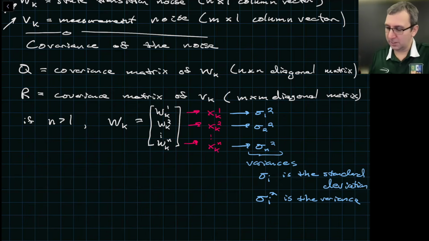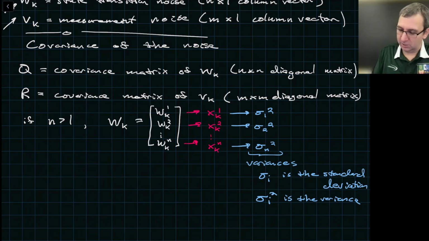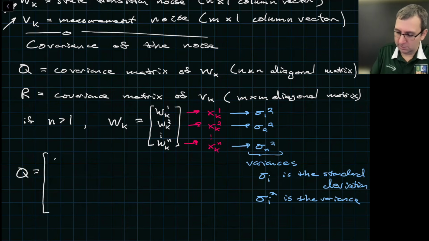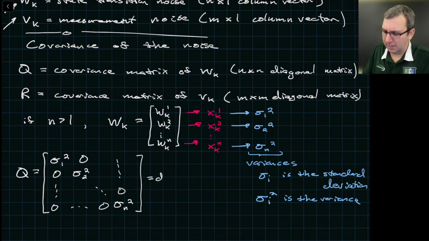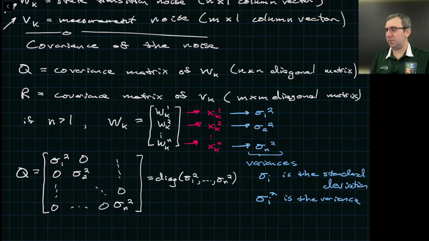Okay. So for example, what would Q be? Q would look something like sigma 1 squared, sigma 2 squared, everything along the diagonal, sigma n squared, and everywhere else is zeros, which I think MATLAB knows how to take in if you write diag of sigma 1 squared all the way to sigma n squared. It'll produce this diagonal matrix.